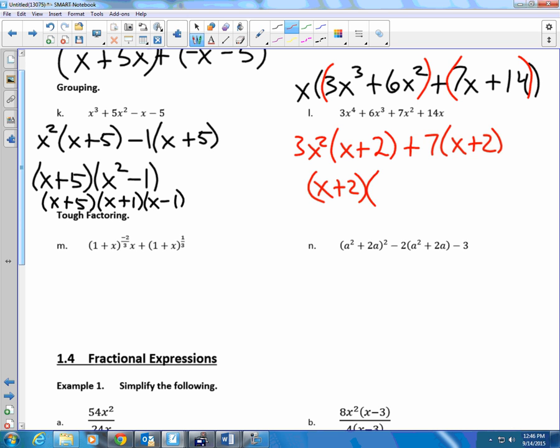What are you left with here? 3x squared. What are you left with here? 7. And remember, x needs to multiply everything. That was what we took out from the very beginning. From the very beginning.